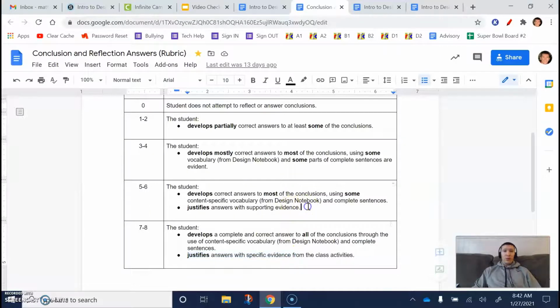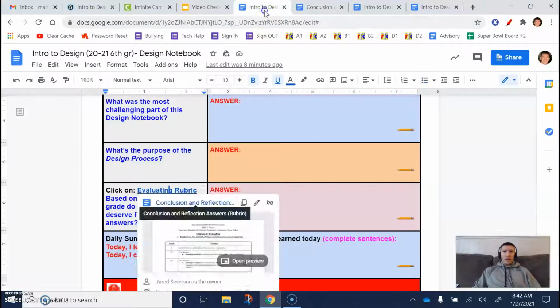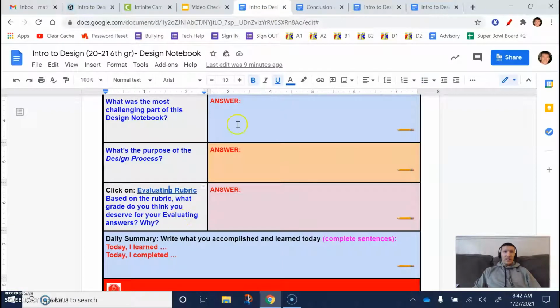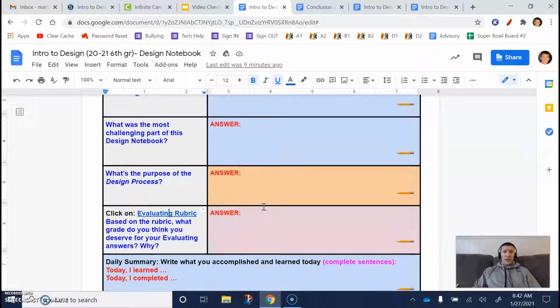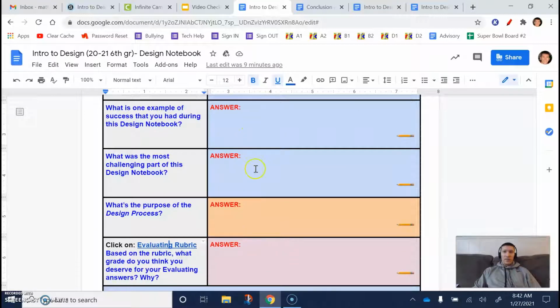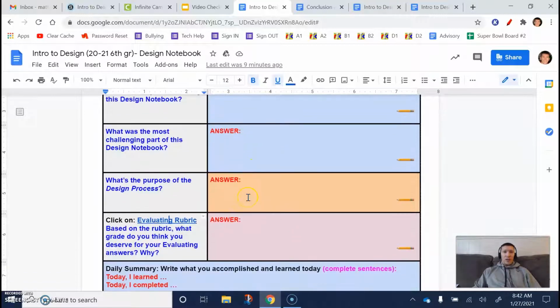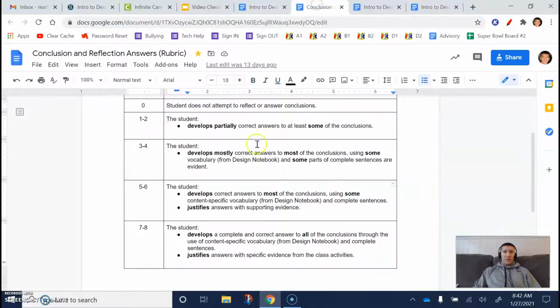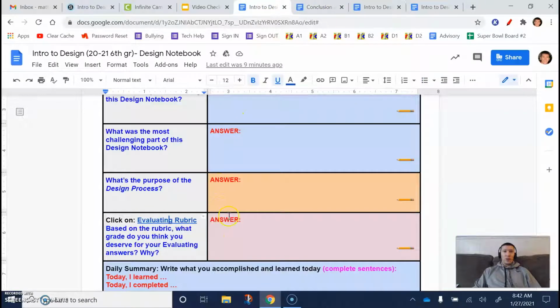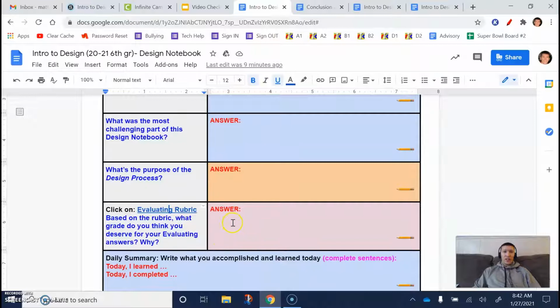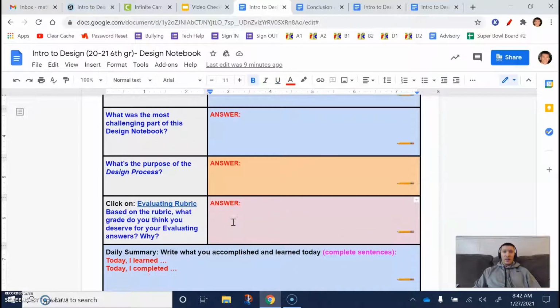So you can read through each of these criteria of how you're being graded. And once you've read through them, then the question you have to answer is, based on that rubric, what grade do you think you deserve for these evaluating questions? So look at your answers, and based on your answers and this rubric, what grade do you think you deserve for the evaluating questions and why? So answer that question there.